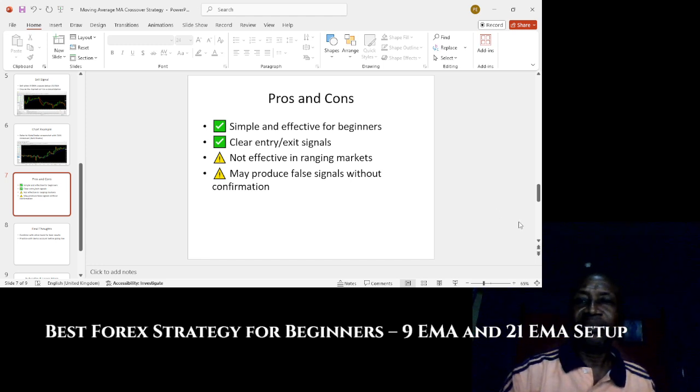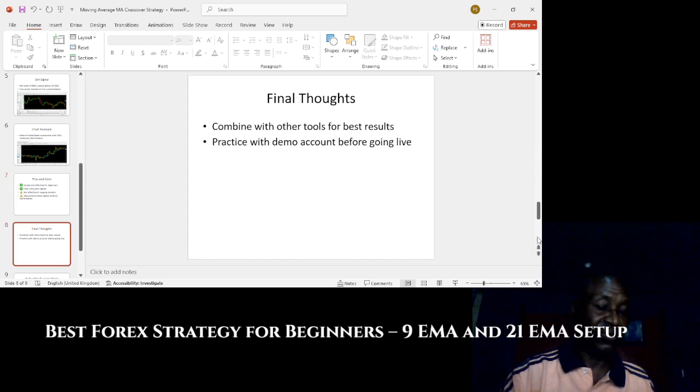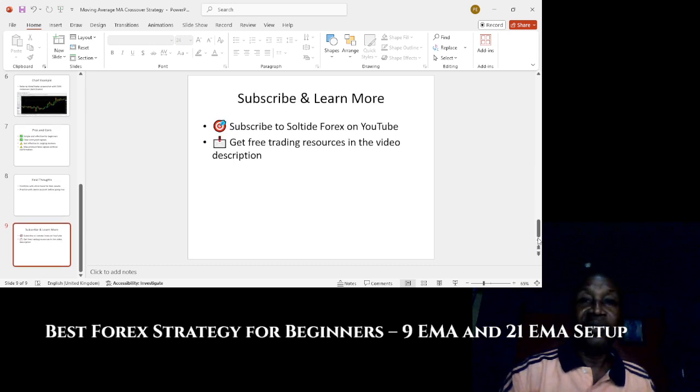In summary, the moving average crossover is a powerful strategy when used correctly. It's very, very powerful. Combine it with strong risk management and proper timing for the best result. Start practicing on a demo account before you go live. That is the best, simplest trading strategy setup for beginners.